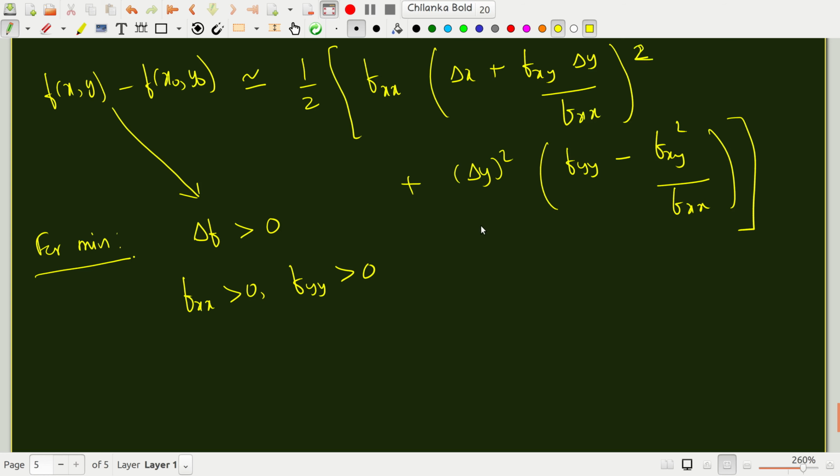So fxx has to be greater than 0. Now this is a positive quantity, so you need fyy minus fxy squared by fxx also to be greater than 0. In other words, all you need is fxy squared is greater than fxx fyy.